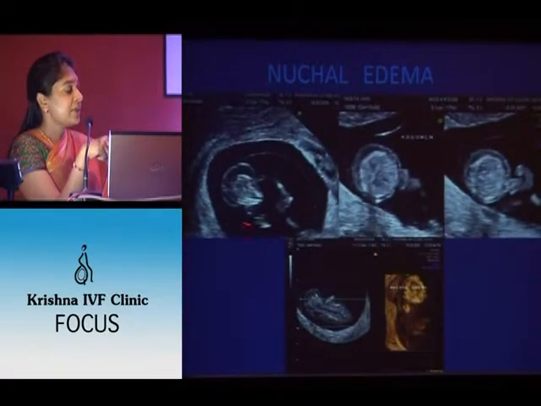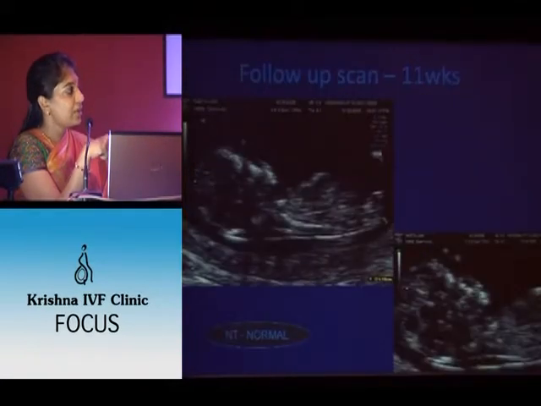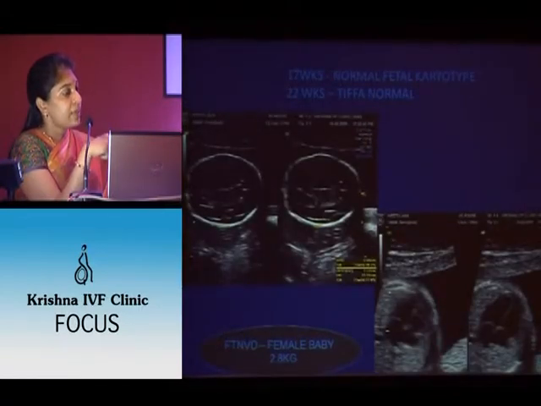And this is another pregnancy. There is edema all around the fetus, but to say it is an increased nuchal edema, the CRL was less than 48. So we just waited for a week. Again, everything resolved. And this lady, we have done a karyotyping, that was normal. She had a normal delivery, a female healthy baby.